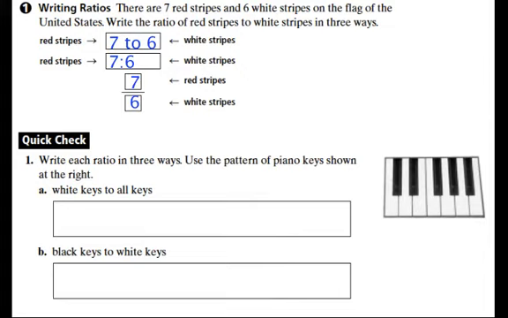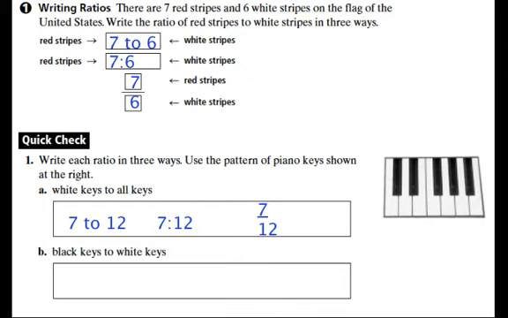Now for the quick check. Number 1, write each ratio in 3 ways. Use the pattern on piano keys shown at the right. A, white keys to all keys. There are 7 white keys, and there are 12 total keys. So the ratio is 7 to 12, 7:12, and 7/12.